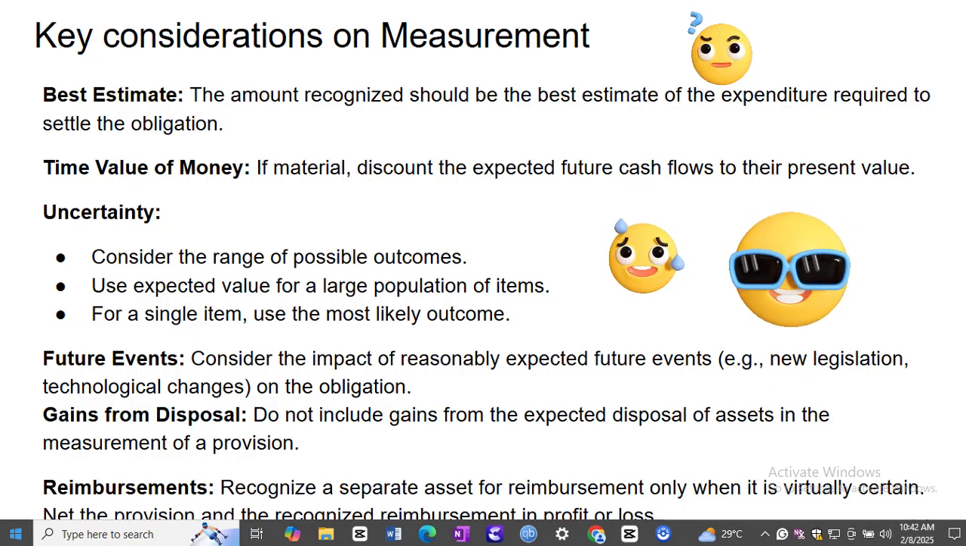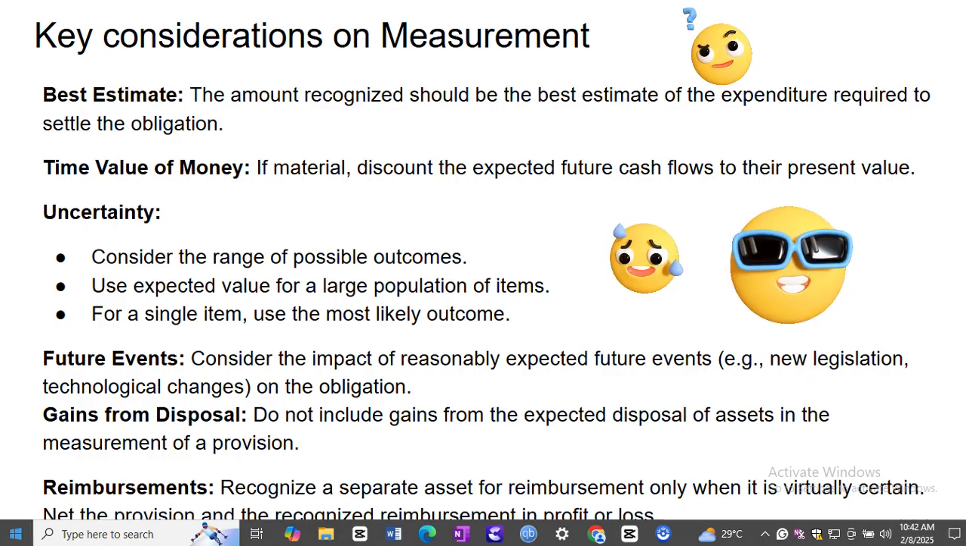So not the worst case scenario, but the most realistic estimate based on what we know. Exactly. And if there's a big difference between paying now versus later, we've got to factor in the time value of money, discount that provision to its present value. $1 today is worth more than $1 tomorrow. Makes sense. Now, here's where it gets tricky. What about uncertainties in that estimate? How do companies deal with that?